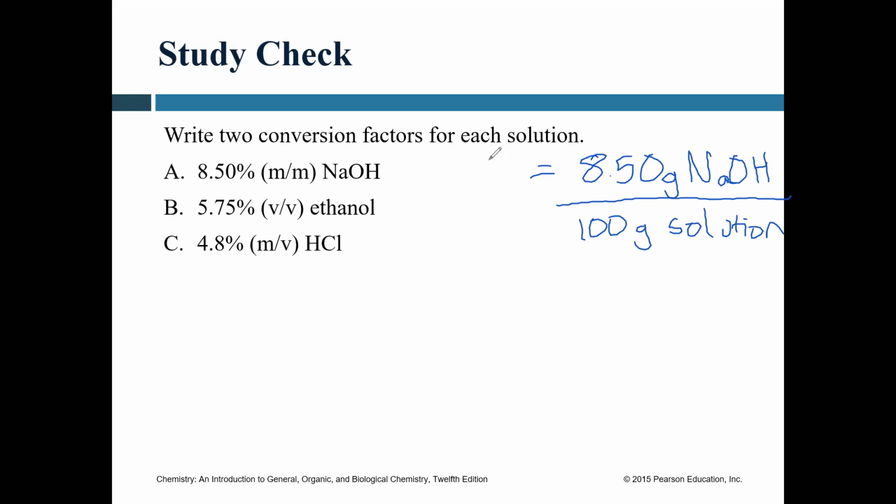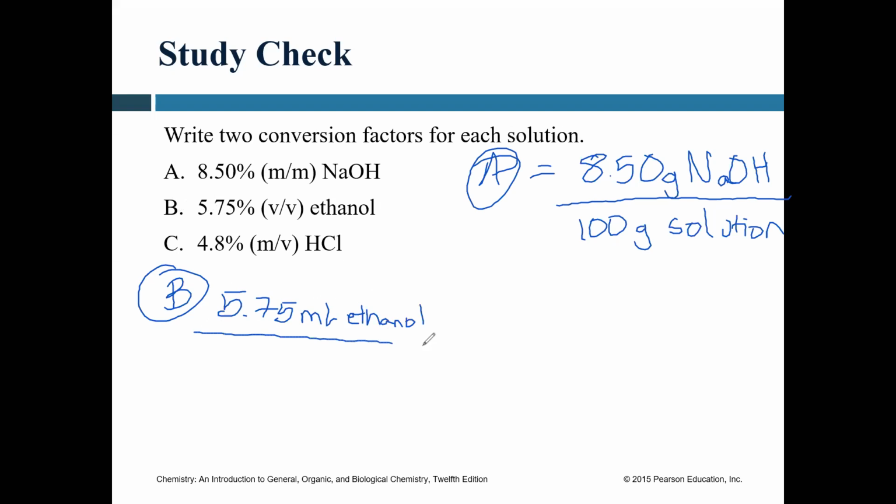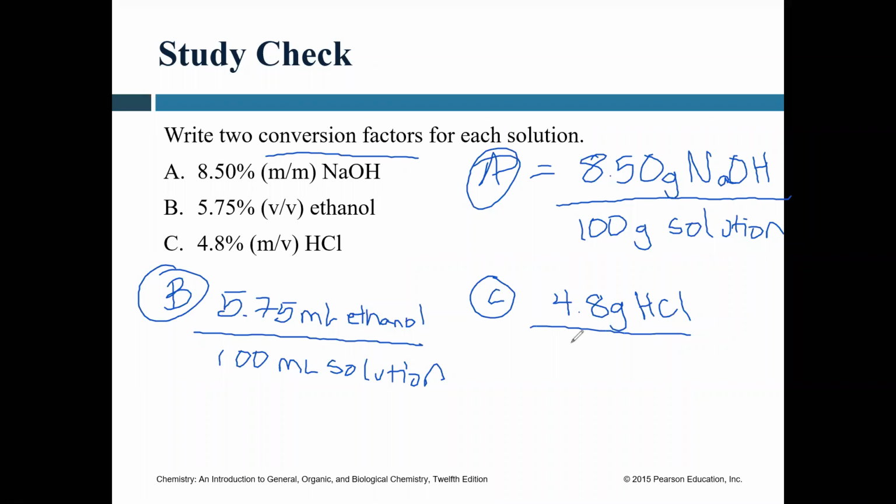If we look at B, so this is A, B is a volume percent of ethanol. So this is also saying 5.75 milliliters of ethanol for every, how many? 100 milliliters of solution. So if you happen to be writing these as conversion factors, which you can do, it'll always be per 100. C down here is a mass volume percent. So if it's 4.8 mass volume, that means it's 4.8 grams of hydrochloric acid, HCl, in every 100 milliliters of solution. Okay, so notice the 100 will go on the bottom.